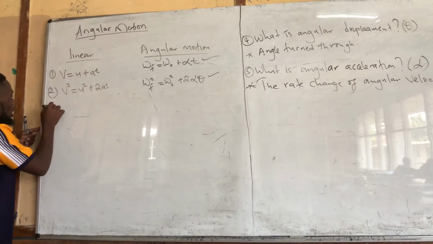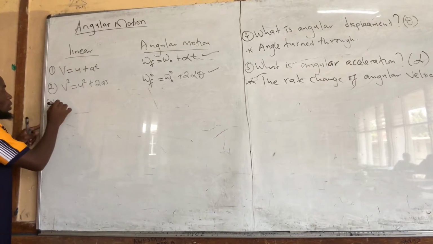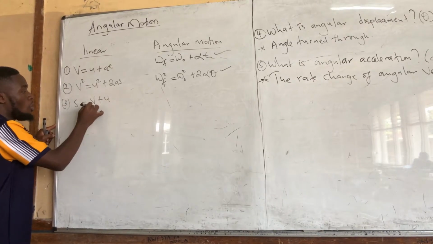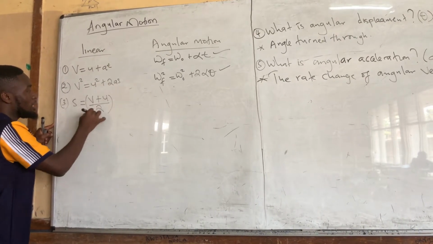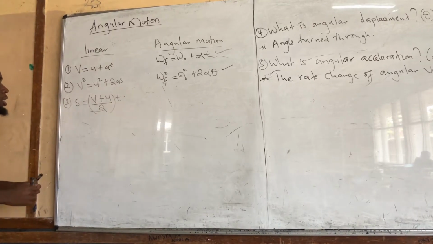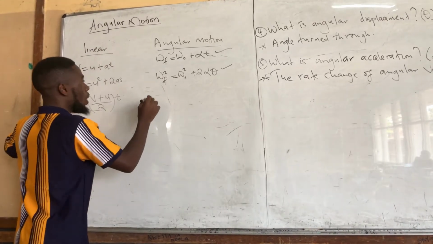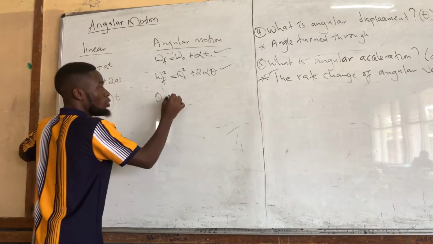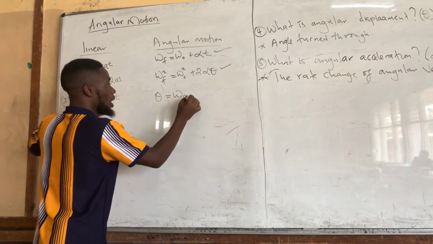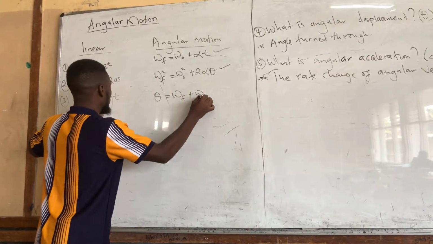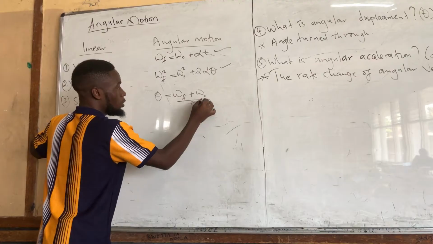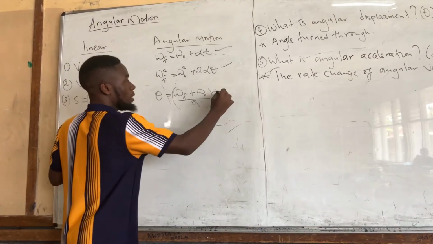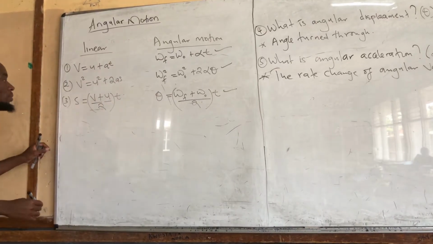Number 3, we have the equation s equals (v plus u) over 2 multiplied by t. Here, s changes into theta, equals omega final plus omega initial over 2, multiplied by time. So this is our third equation.